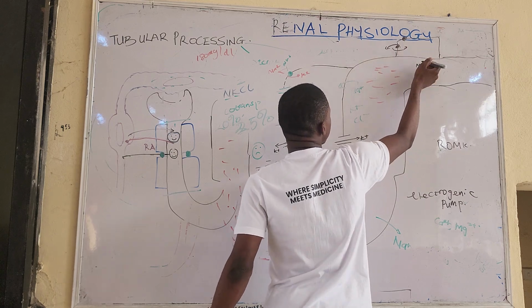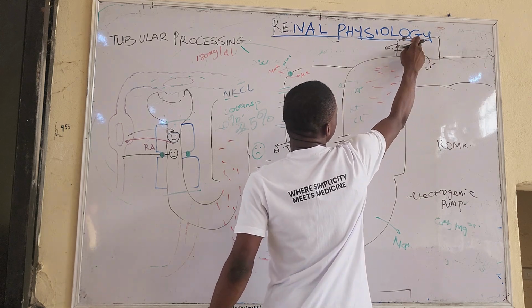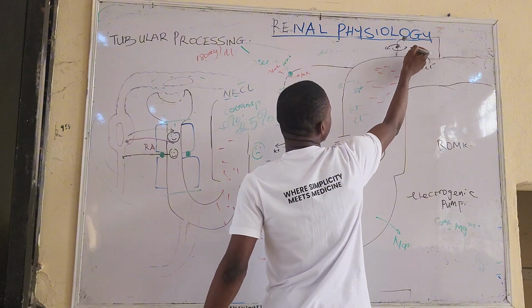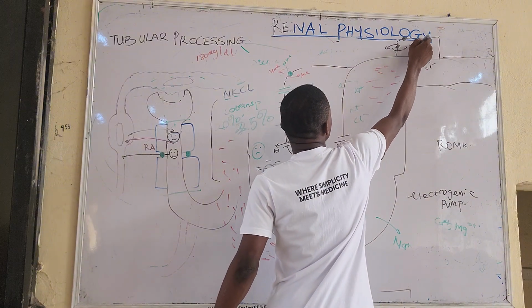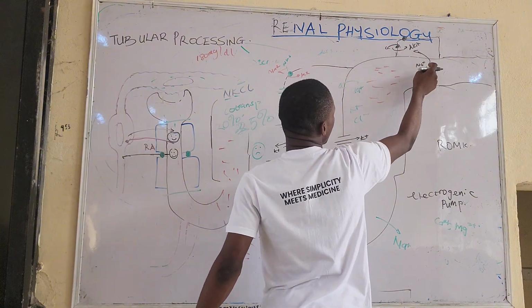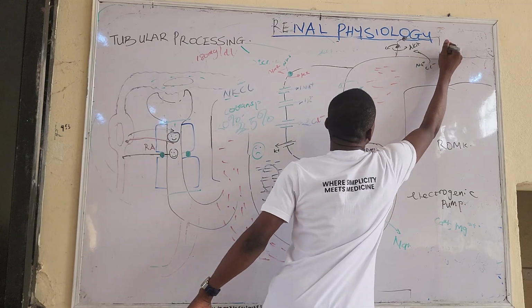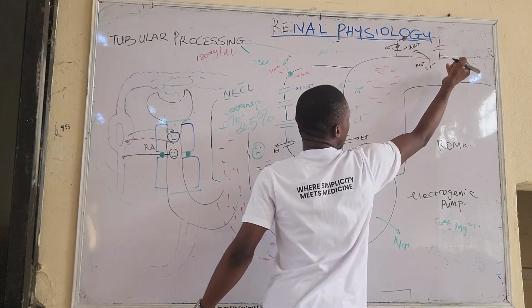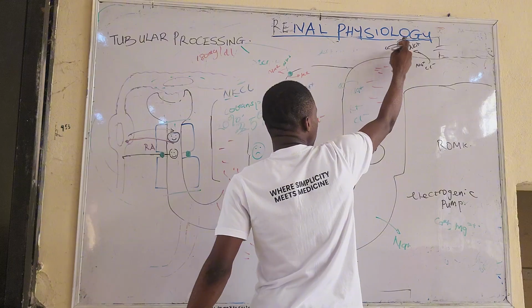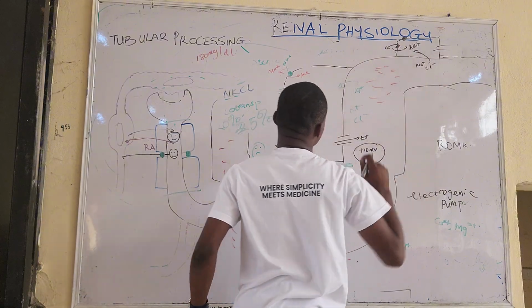Now this sodium chloride will also leave, because inside this place is less of sodium. So when sodium enters this place, sodium leaves through the sodium potassium ATPase pump. When chloride enters, chloride leaves through chloride channels. Are you following me? Sodium leaves through the sodium potassium ATPase pump, and chloride leaves through chloride channels.